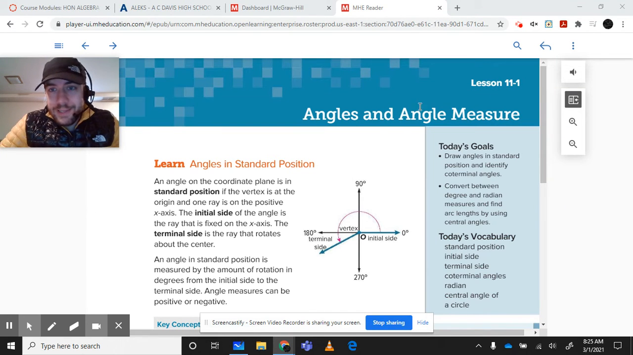Hello and welcome to lesson 11.1 on angles and angle measure. This is the first lesson in the topic of trigonometry. Trigonometry, I would say, is the subject of two different things. In one sense, it is the study of triangles and understanding how different aspects of triangles relate to each other, like the different side lengths or the different angles within a triangle.